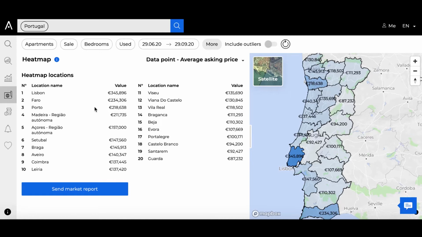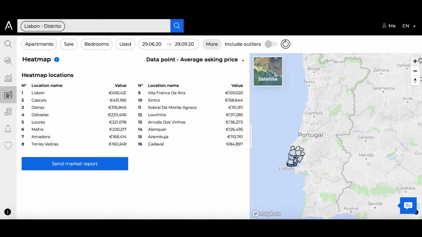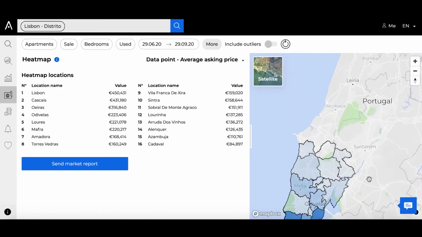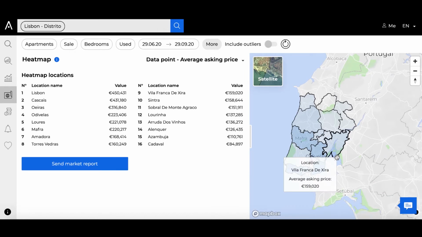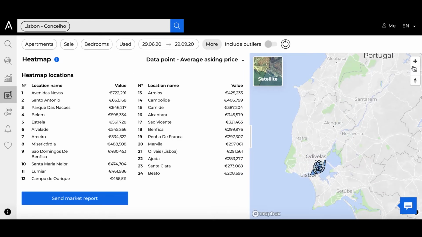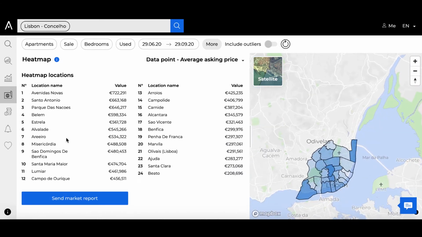Now, what we're able to see here instantly by clicking on a location, I can click here on Lisbon, and I'll be taken down to that next hyperlocal level. So you can see here, this is the Lisbon district. If I want to see the Concelho, I click here, and then I'm taken down and we can see some regions that I'm sure are very familiar. Avenidas Novas, Santo Antonio, Porto de Sessões, etc.